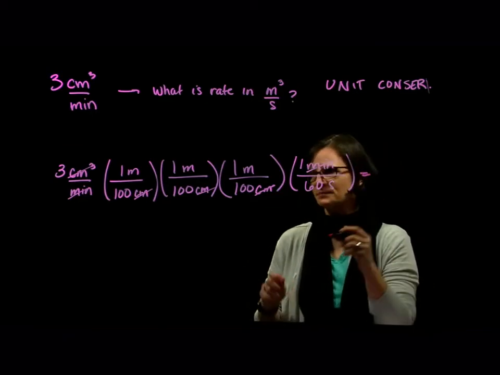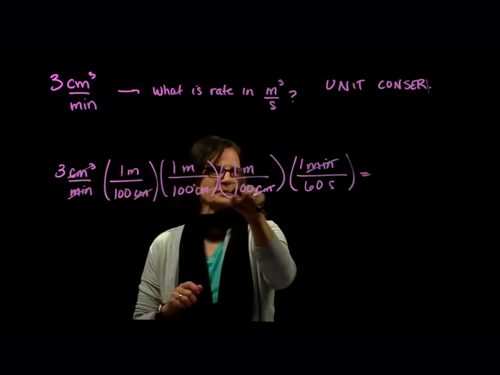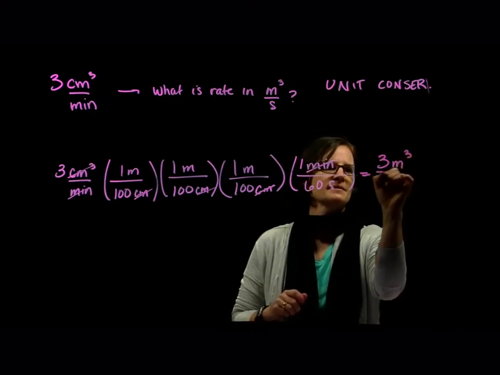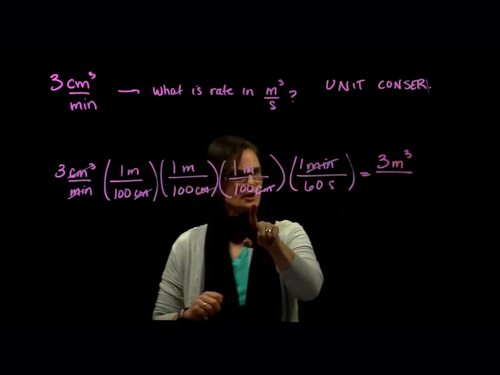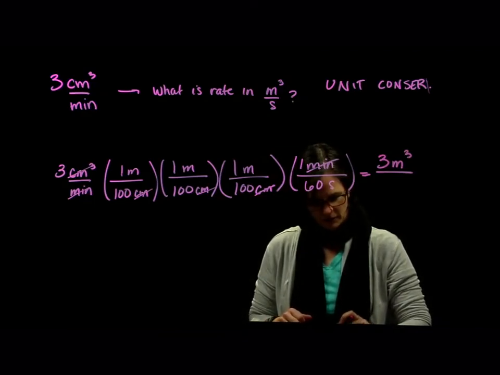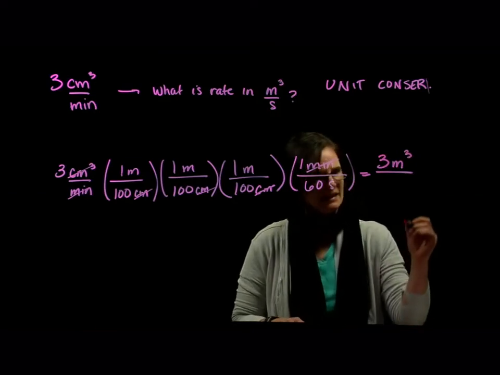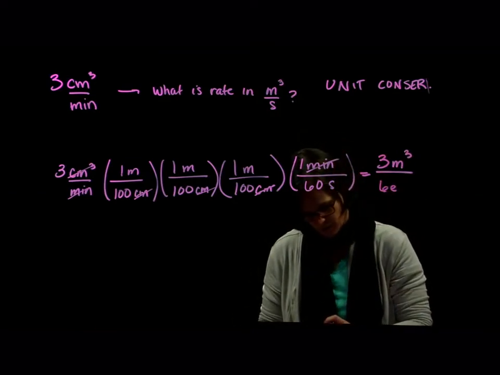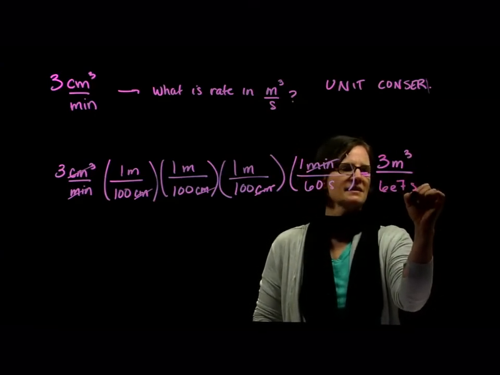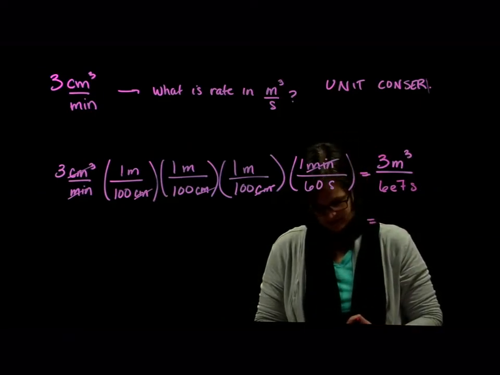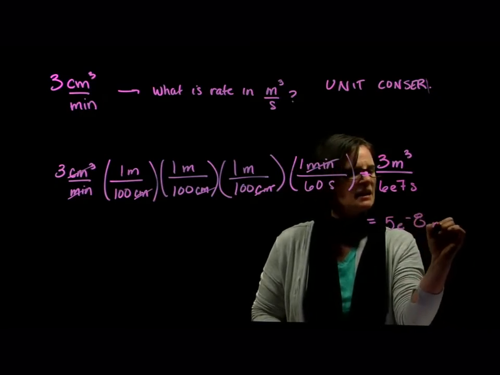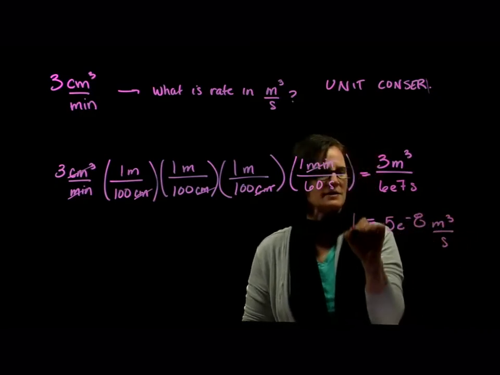So 3 times 1 times 1 times 1 times 1 is 3 cubic meters. 100 times 100 times 100 times 60 is 6 times 10 to the 7 seconds. And reducing that, I end up with 5 times 10 to the minus 8 cubic meters per second.